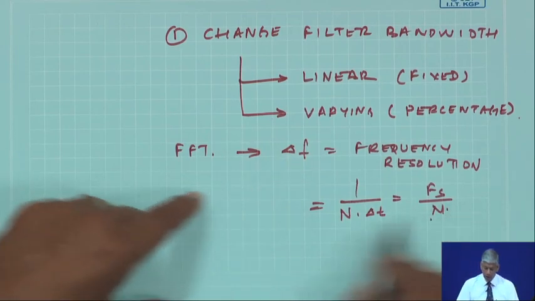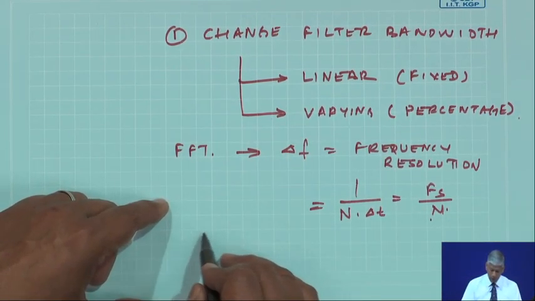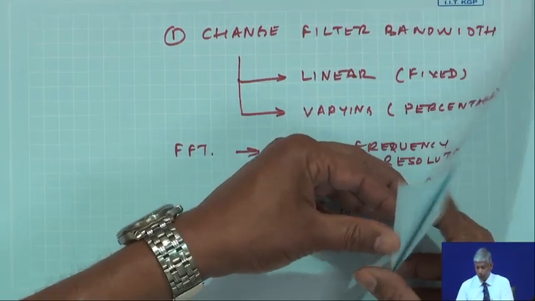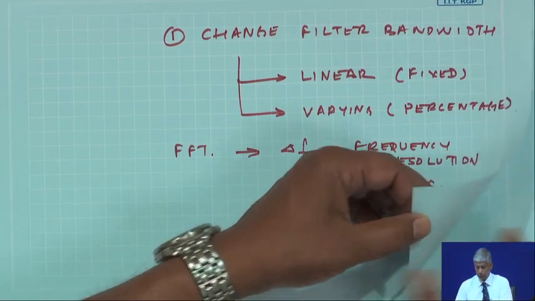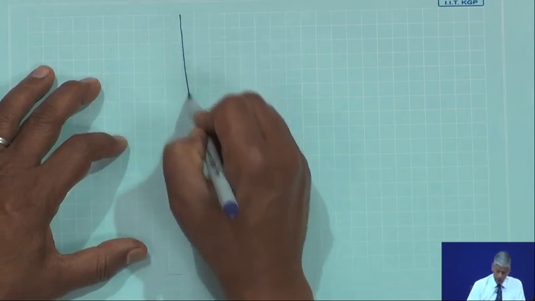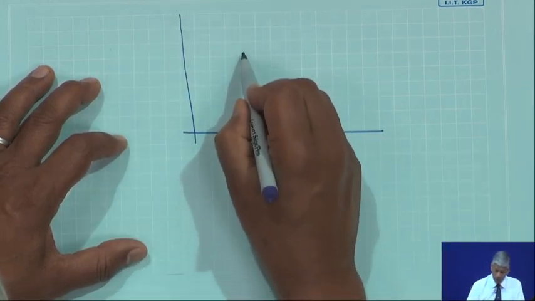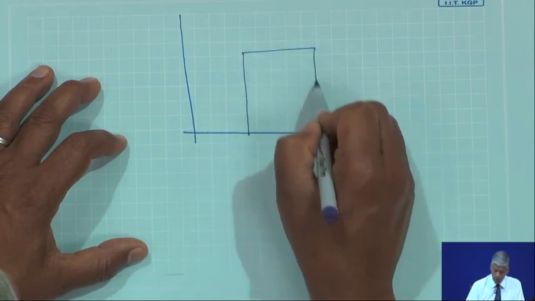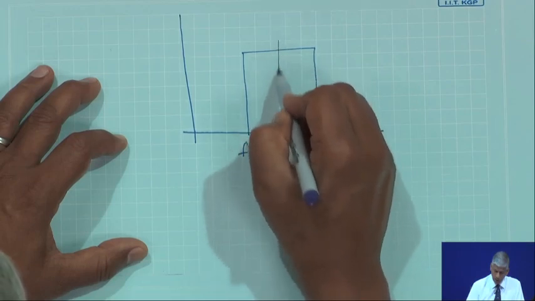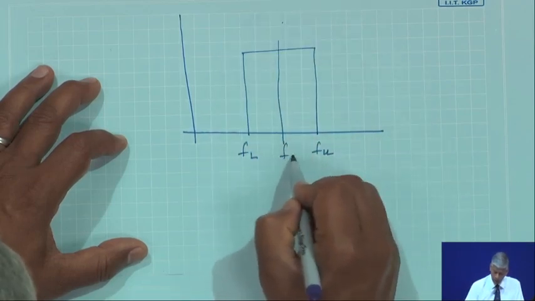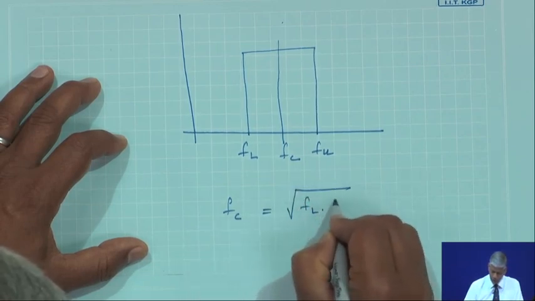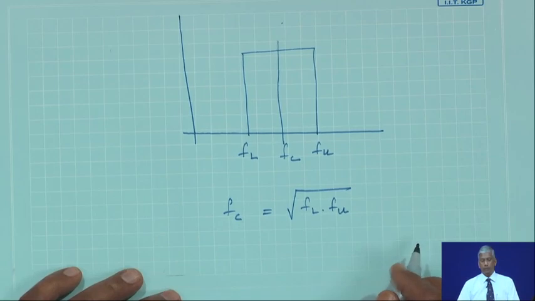For signals, there are cases in acoustics wherein we will use band pass filters, but there is a strange relationship between the F lower and F upper, and there is a center frequency Fc. So, the Fc is always the geometric mean of the F lower and F upper. Okay.